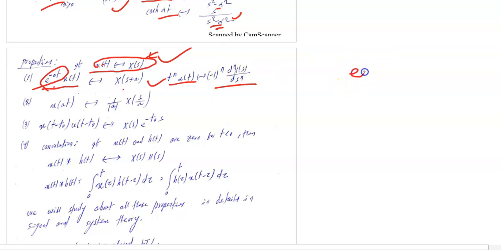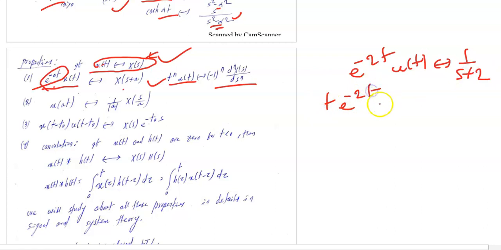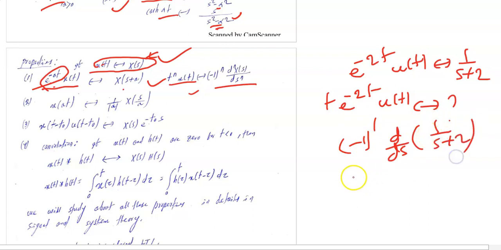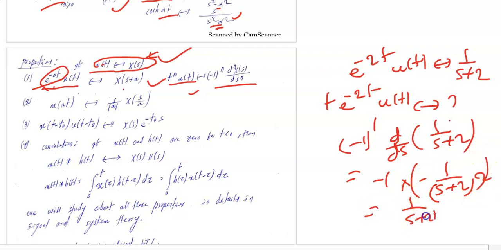Let's say e to the power minus 2t u of t has the Laplace transform 1 upon s plus 2. What is the Laplace transform of t e to the power minus 2t u of t? Either way you can do. First of all, do it this way: minus 1 to the power 1 times d upon ds of 1 upon s plus 2. That will give you minus 1 into minus 1 upon s plus 2 whole square. So ultimately you get 1 upon s plus 2 whole square.